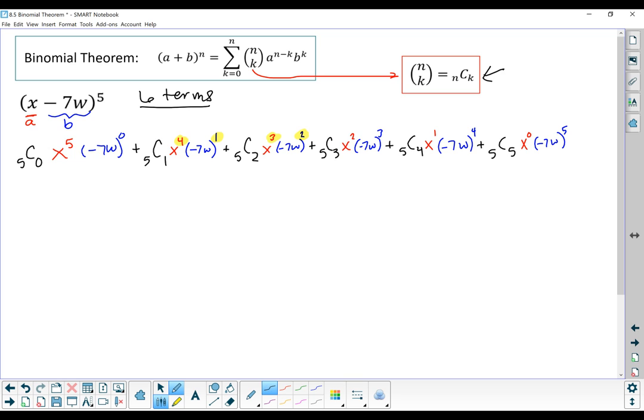Okay, so if we clean up and simplify these terms, 5C0 is 1, 5C1 is 5, 5C2, and you would type these in your calculator to get them, but I'm just going to write them out. It is symmetric, remember, so if you've calculated half of them, if you've calculated the 1, 5, and 10, it's going to go back down 10, 5, and 1. Okay, so those are our coefficients. If I simplify this variable part of it, the x is a power 5 and the negative 7w to the 0 power is the same as 1.